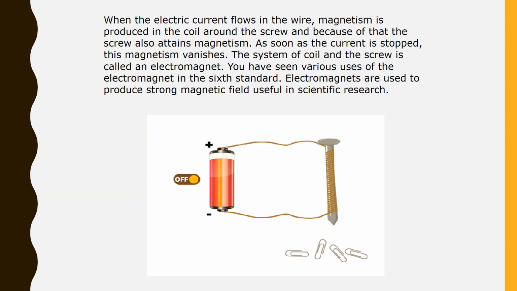So when the electric current flows in the wire, magnetism is produced in the coil around this screw. Because of that, the screw also attains magnetism. But as soon as the current is stopped, this magnetism vanishes. The system of coil and the screw is called an electromagnet. You have seen various uses of the electromagnet in standard 6th also, children. Electromagnets are used to produce strong magnetic fields, which can be used for scientific research also.